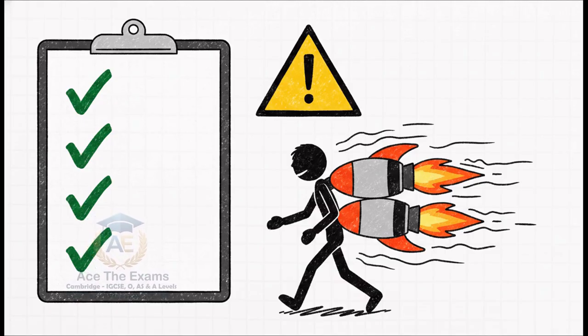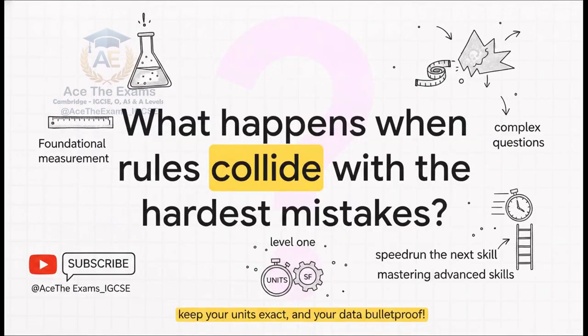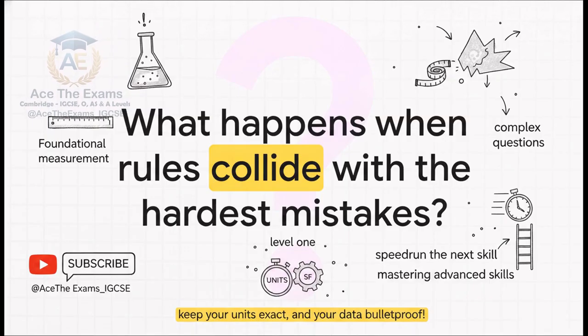Like if you calculate the speed of a walking student to be 300 meters per second, you literally need to stop right there and recalculate. Which brings us to the ultimate question. What actually happens when these foundational measurement rules collide with the hardest examiner report mistakes in the entire 0625 syllabus? Mastering units and significant figures, that's really just level 1 of your high-mark exam strategy. The real challenge is applying them to the most complex, high-penalty questions Cambridge is going to throw at you.